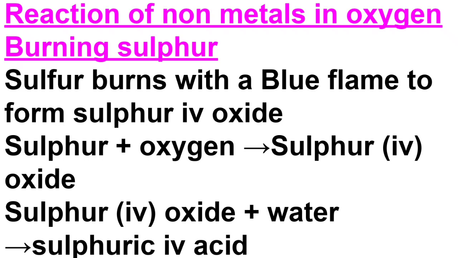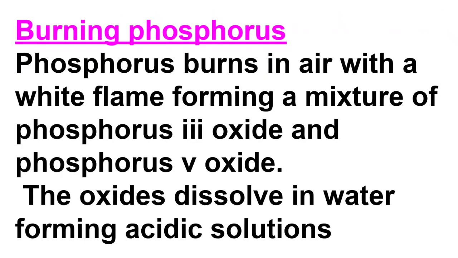Now let's look at reaction of nonmetals in oxygen, and we start with burning of sulfur. Sulfur is a nonmetal which burns with a blue flame to form sulfur 4 oxide. So sulfur plus oxygen gives us sulfur 4 oxide, and the sulfur 4 oxide reacts with water to form sulfuric 4 acid. Burning of phosphorus in air.